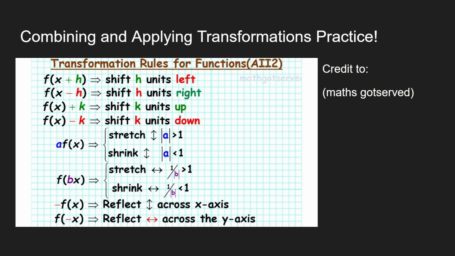So here's a helpful image I found online, and it basically is an outline for everything transformations do. You can see here it discusses translations, either left or right, and stretches and compressions, as well as reflections. Credit to Maths.Sir for this graphic I found. You guys can use this if you need, but let's move on.